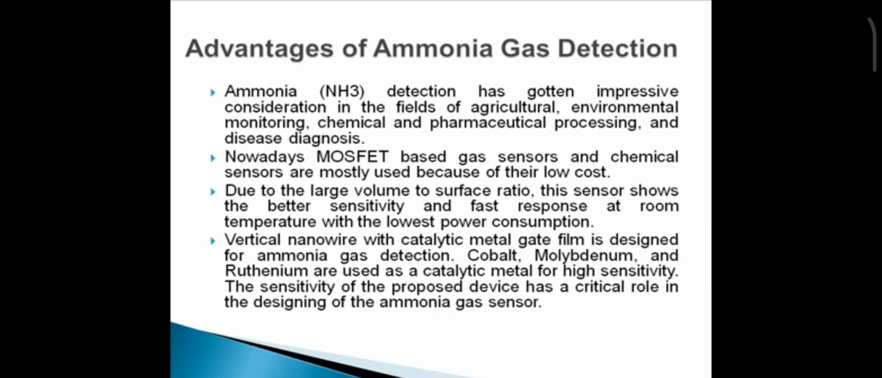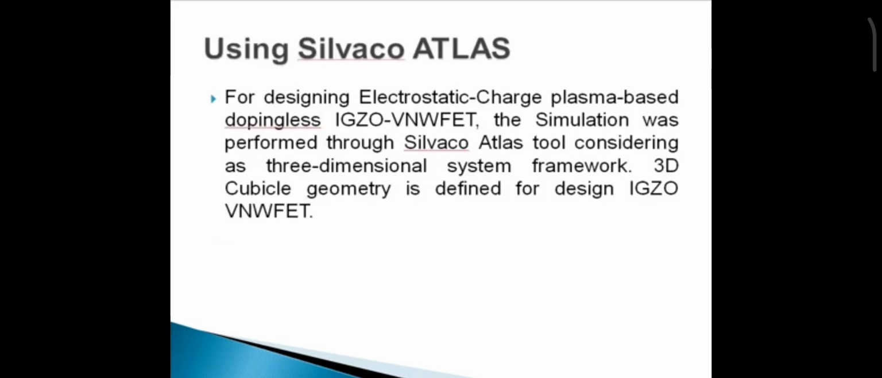Vertical nanowire with catalytic metal gate film is designed for ammonia gas detection. Cobalt, molybdenum, and ruthenium are used as catalytic metals for high sensitivity. The sensitivity of the proposed device has a critical role in the design of an ammonia gas sensor. This can be done by using the SILVACO ATLAS TCAD simulation tool. For designing the electrostatic charge plasma based dopingless IGZO vertical nanowire field effect transistor, the simulation was performed through the SILVACO ATLAS tool, considering a three-dimensional system framework.